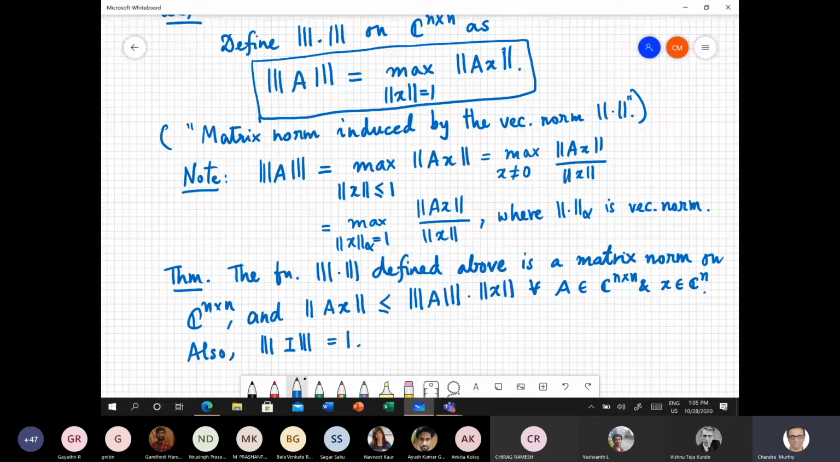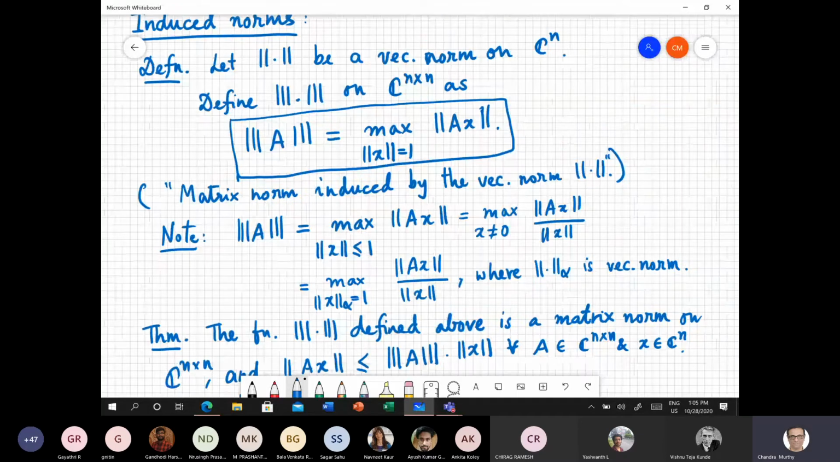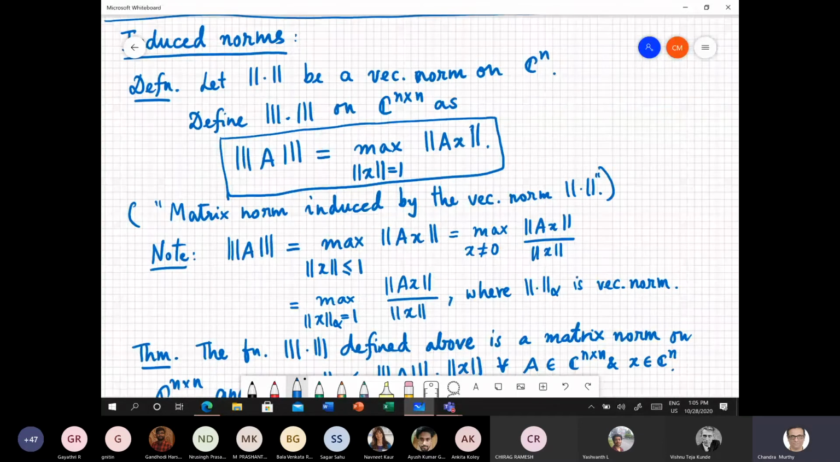For these kinds of norms, induced norms, the norm of I equals 1. This is also known as, so this is called an induced norm or operator norm. So I'll just write that here.